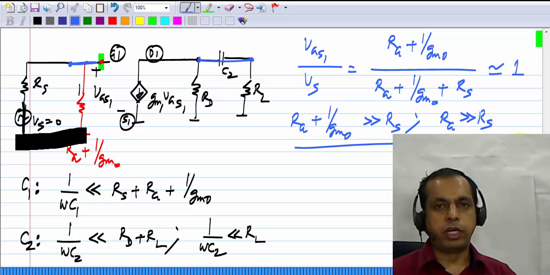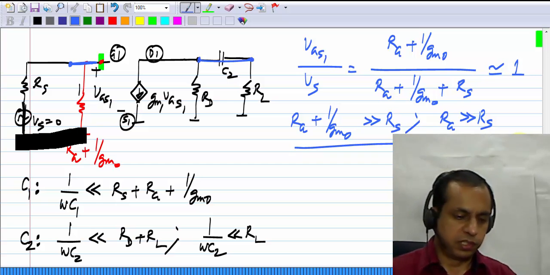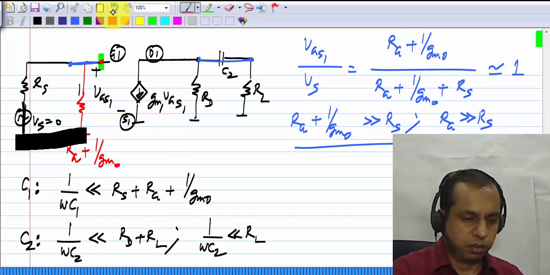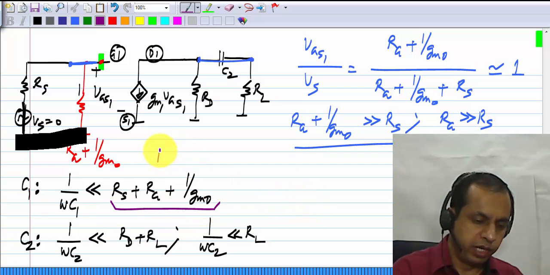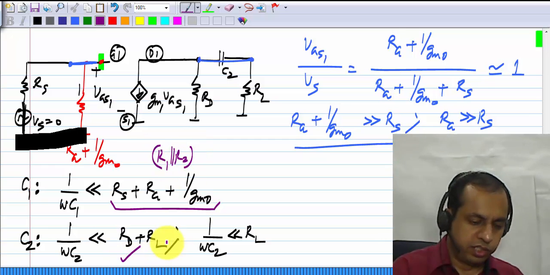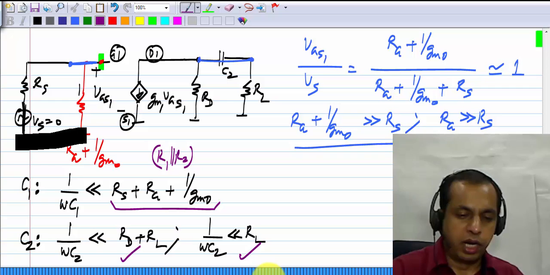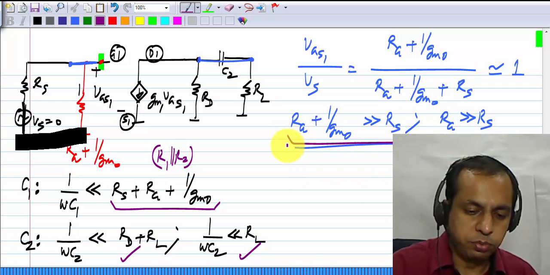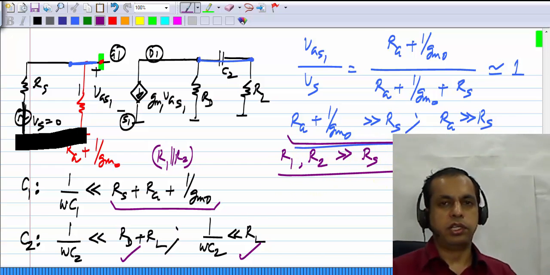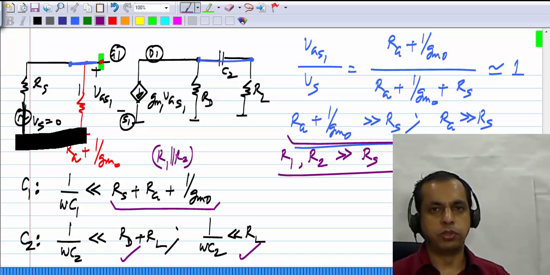So I went pretty quickly through this because we've already worked out the results. If you recall, in the case of the original common source amplifier, instead of this quantity we had R1 parallel R2. These were exactly the same as before, and we also had a similar condition, which was that R1 and R2 both must be much greater than Rs. So these conditions are exactly the same as for the common source amplifier. I hope that is quite easy to understand.